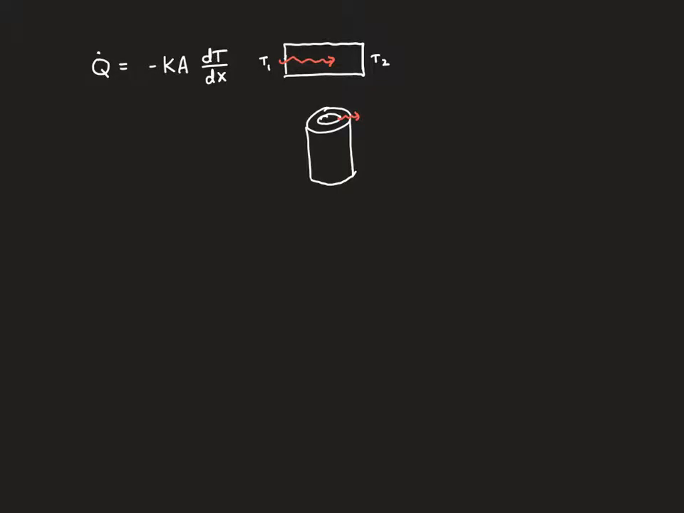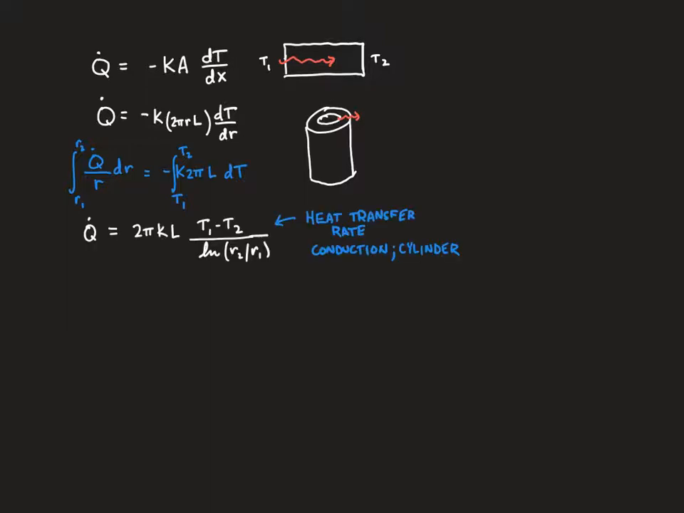Well, our dx would become a dr, and the area would be 2 pi rl, the surface area of a cylinder. Let's use separation of variables, and we'll solve this. The difference here is we get a 1 over r dr, getting the natural log of r2 minus r1. After rearranging this, I end up with my expression for the heat transfer rate via conduction for a cylindrical shape with an inner radius r1 and inner temperature T1 and outer radius r2 and temperature T2.